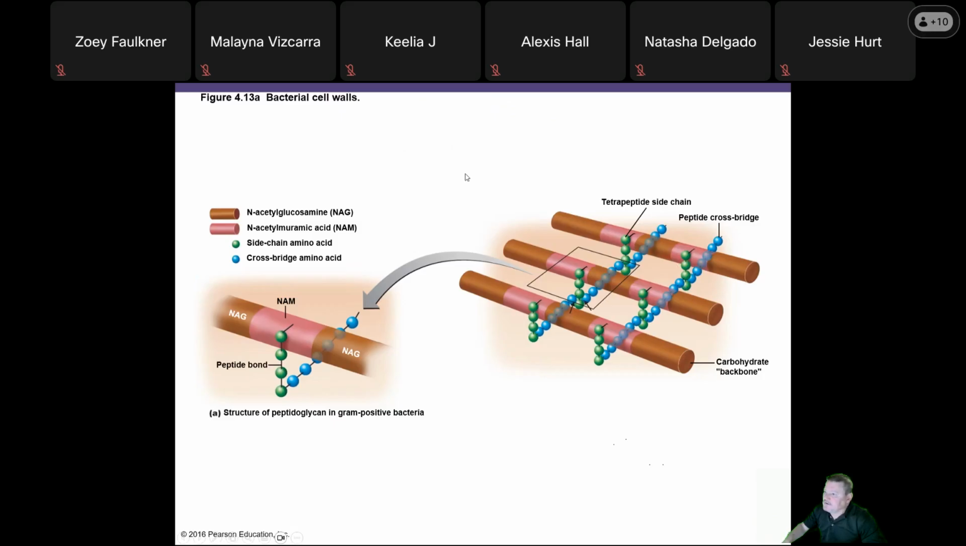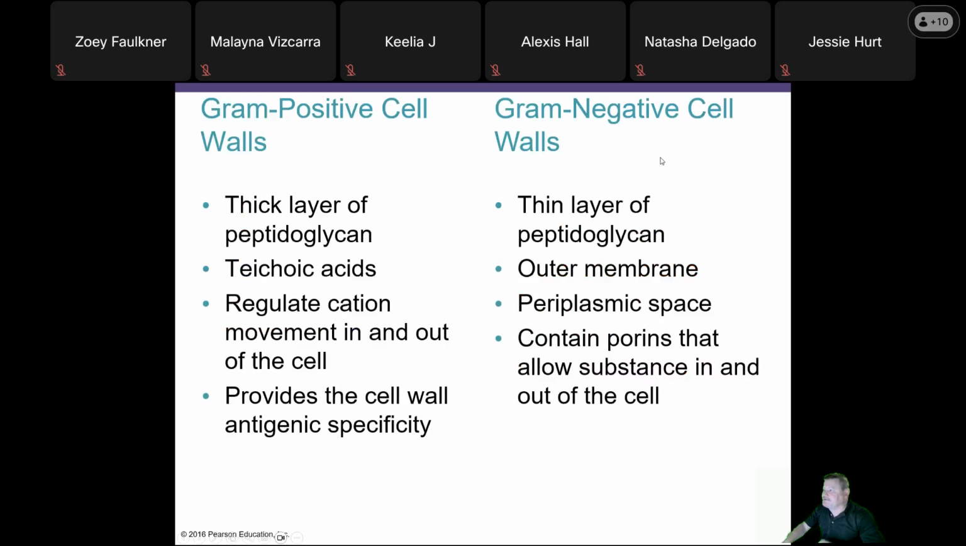Now, if we look at gram-positive versus gram-negative, gram-positive is going to have a thick layer of peptidoglycan and teichoic acids, and this regulates cation movement in and out of the cell, and it provides the cell wall antigenic specificity, which means we can pick up on it as an antigen. Our immune system can pick up on it, right?